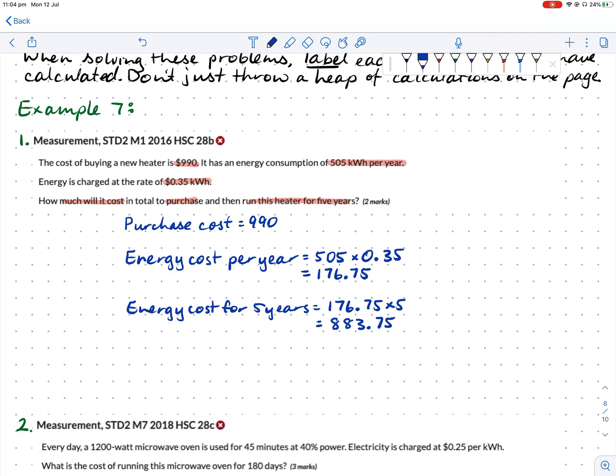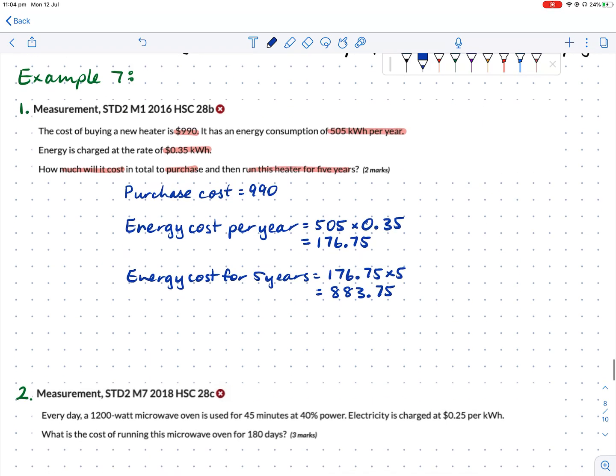So we've got our cost of the electricity, we've got our cost of buying the heater. So the total cost is $990 plus $883.75, and that's going to come out to be $1,873.75. I think one of the biggest mistakes that some people will make is they'll add all of the costs together and then multiply everything by 5, including the cost of the heater, which is absolutely wrong because you're not buying a new heater every year. You only buy it once, and the electricity is used for the 5 years. So just be very careful with that.